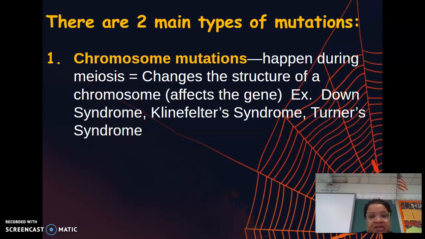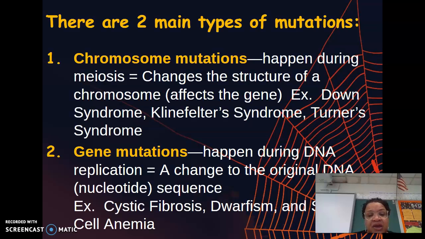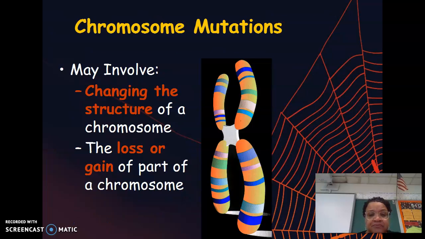So what are the types of mutations? We have two main types of mutations. We have chromosomal mutations. Chromosomal mutations happen during meiosis. It changes the structure of a chromosome. Examples would include Down syndrome, Klinefelter syndrome, Turner syndrome. And gene mutations, they happen during DNA replication. That's a change to the original DNA nucleotide sequence. And examples of gene mutations would be cystic fibrosis, dwarfism, and sickle cell anemia.